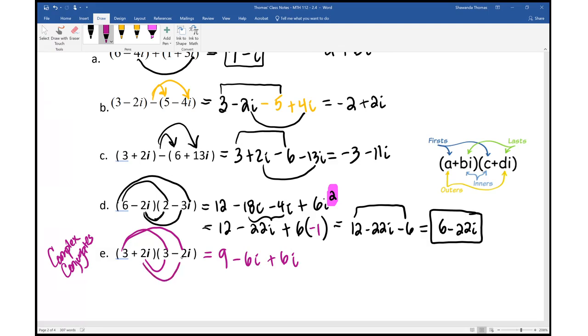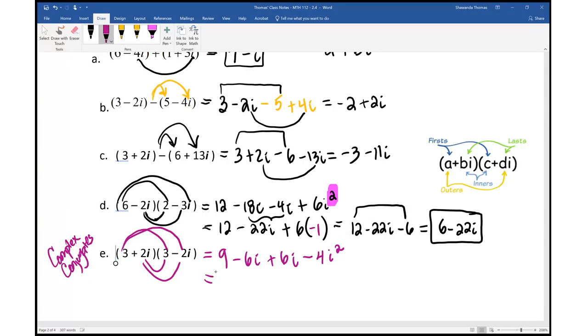And 2i times negative 2i is what? So say it before I say it. What is 2i times negative 2i? Hopefully you said negative 4i squared. Again, let me emphasize that squared. Students mess up on that, so don't mess up on that part right there. That will be the issue if you get it wrong.